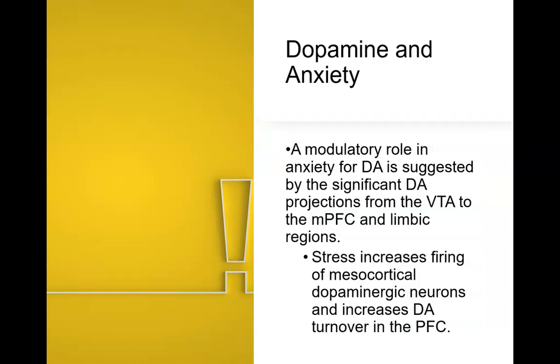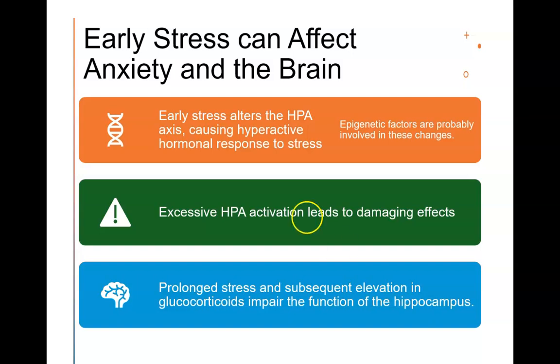Now, what about dopamine? And again, just as serotonin seems to be a modulator, dopamine does as well. And that's because of the projections of dopamine from the ventral tegmental area to the medial prefrontal cortex and the limbic system. So our mesocortical dopamine pathway and our mesolimbic pathway. One of the things that we know is that stress increases the firing of mesocortical dopamine neurons, and it increases dopamine turnover in the prefrontal cortex.